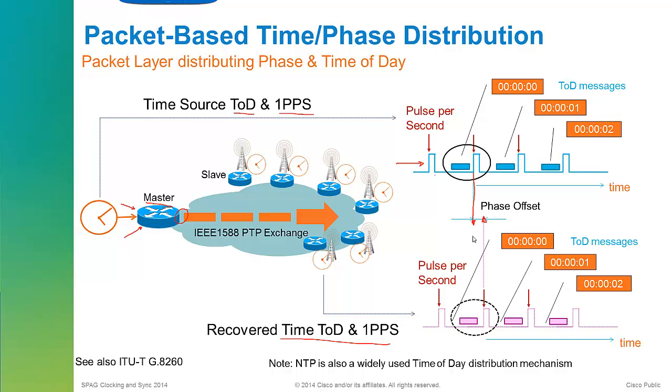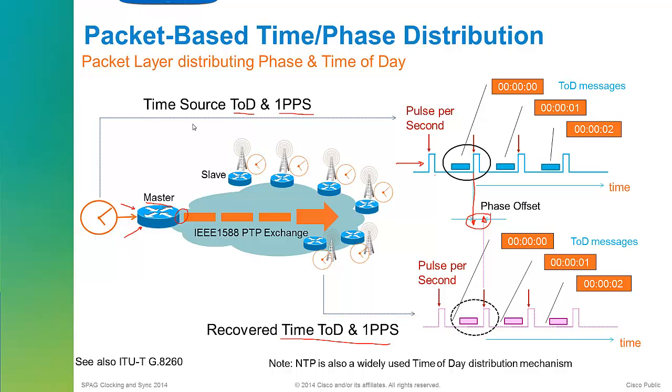So when we're talking about how many microseconds we want for our phase budget, this is what we're talking about. If it's 1.5 microseconds, then you have to keep that phase offset under 1.5 microseconds. So here you can see the time of day messages have arrived, the 1 pulse per second is slightly out of phase but not too bad, and then the time of day messages have been recovered as well.